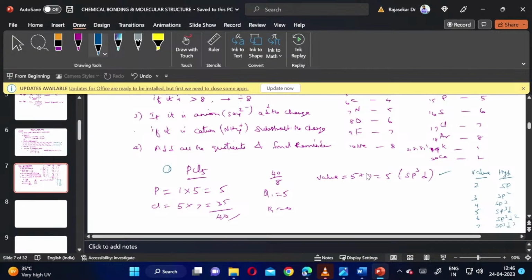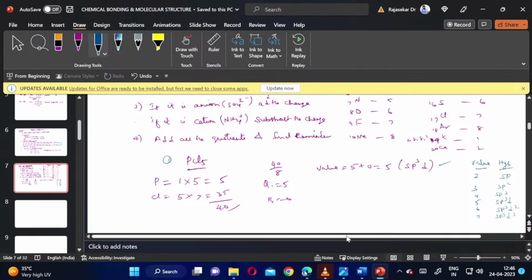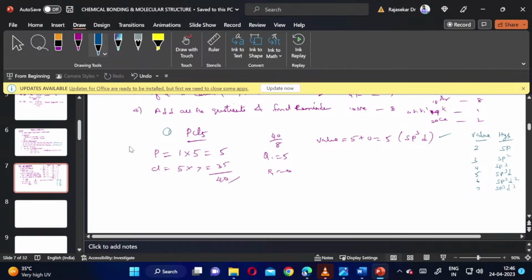Can I go to the next one? See the next example. Simple example: water molecule. What is the hybridization of water? The central element, oxygen, is what we find the hybridization of. As usual, hydrogen: we have 2 atoms into its valence electron 1, so 2. Oxygen: only 1 atom, valence electron 6. Totally 8.